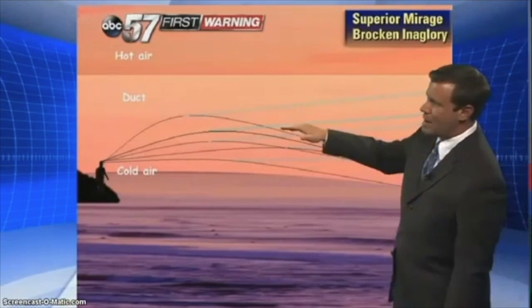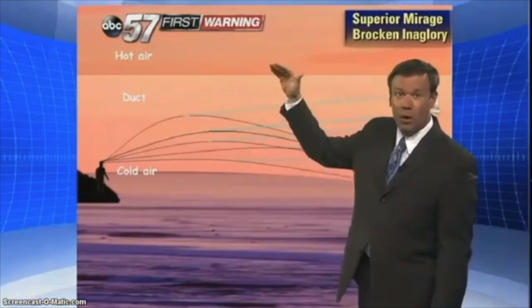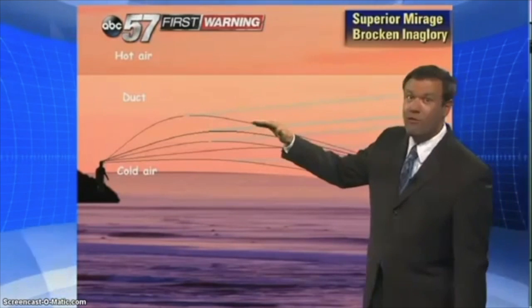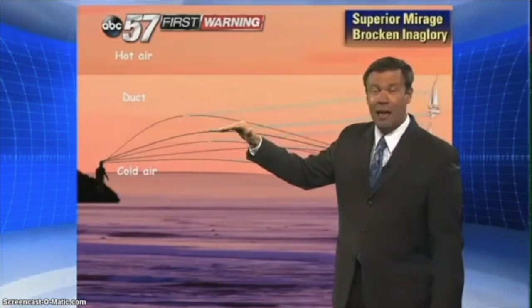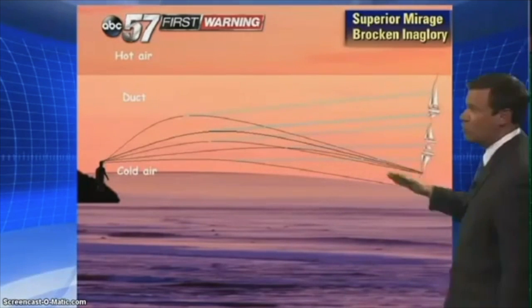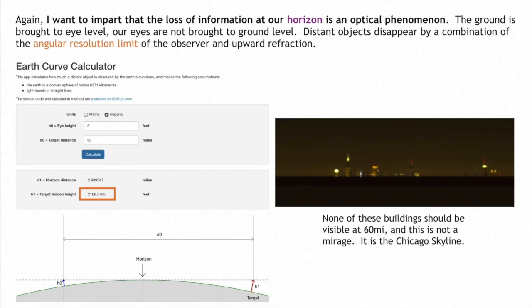However, with the right conditions, we have an inversion. We have cold air near the cold lake water and some relatively warmer air above it. This will bend the image of that skyline back towards the viewer. And so typically we would not be able to see this. This image would be viewable from much, much higher in the sky, up in space.